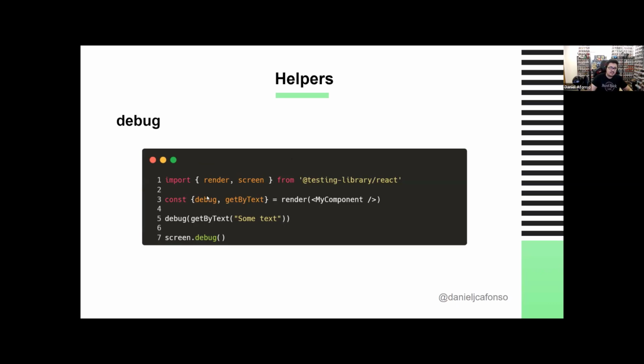And the debug allows you to see the current state of your component. So you can destructure the debug from the render. You can pass a node to see how that node looks, or if you don't pass anything, it will show the current document body. It will show everything, basically.